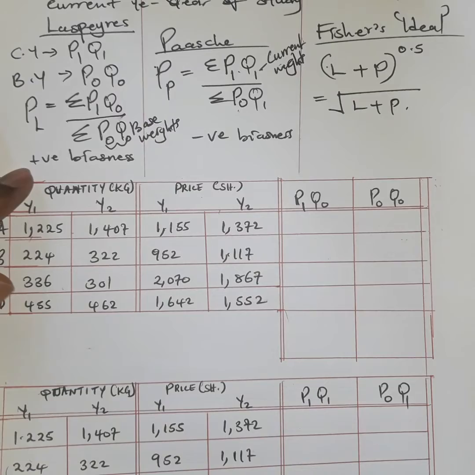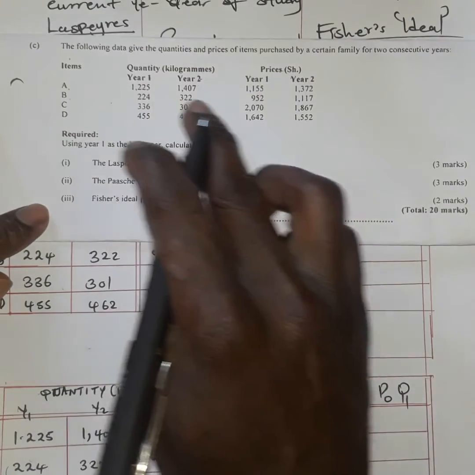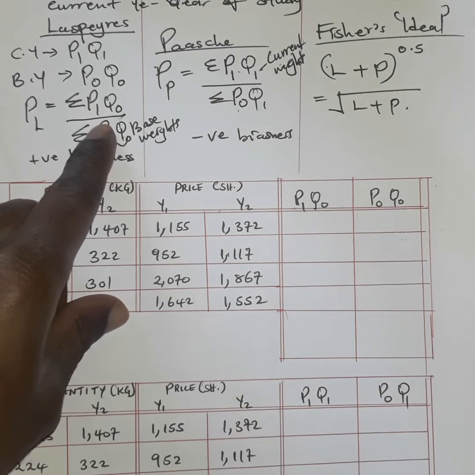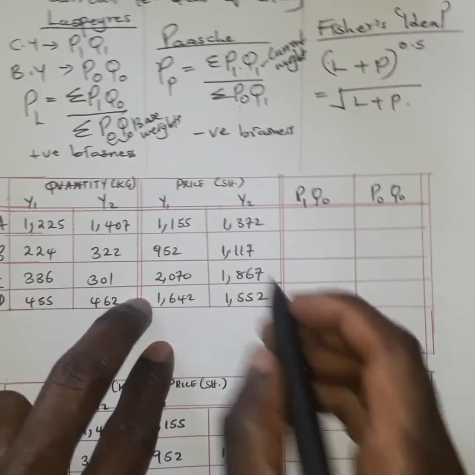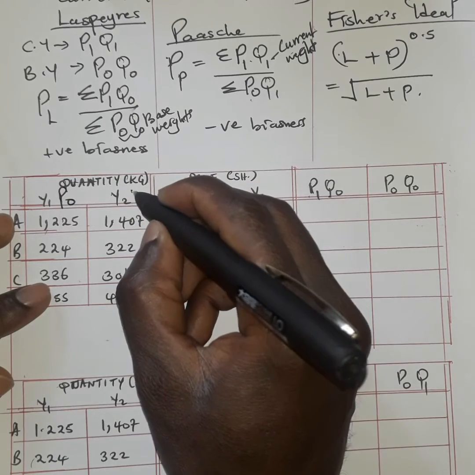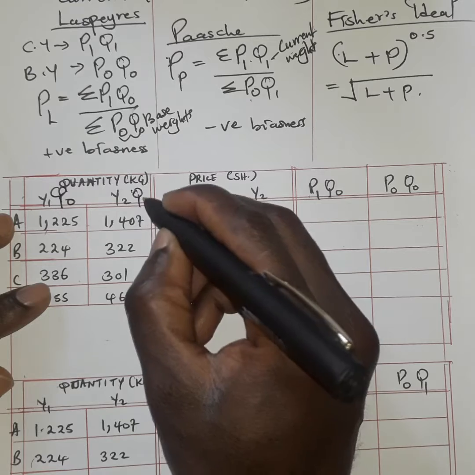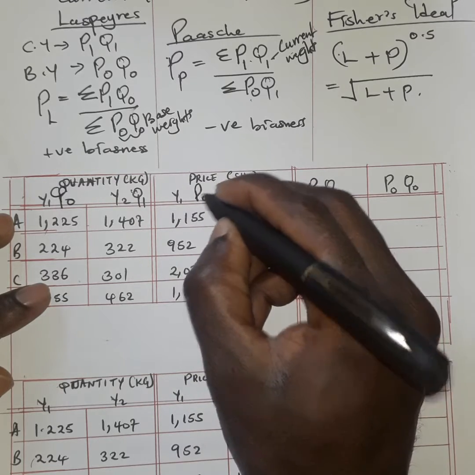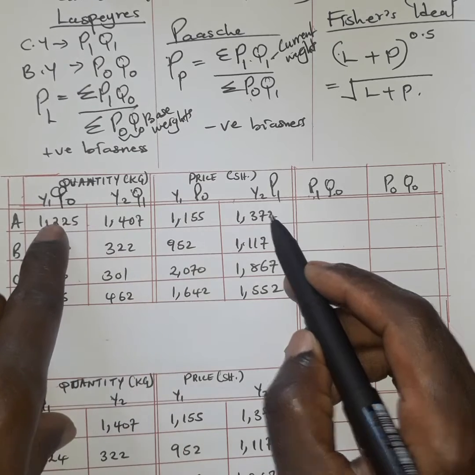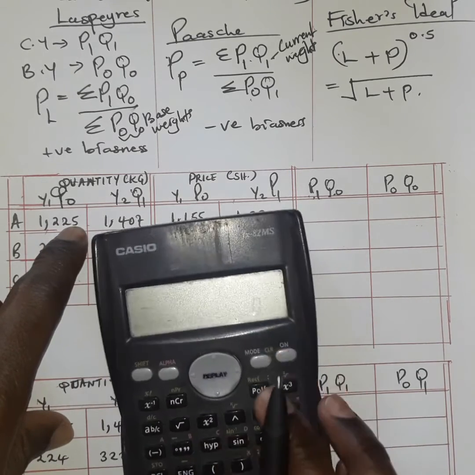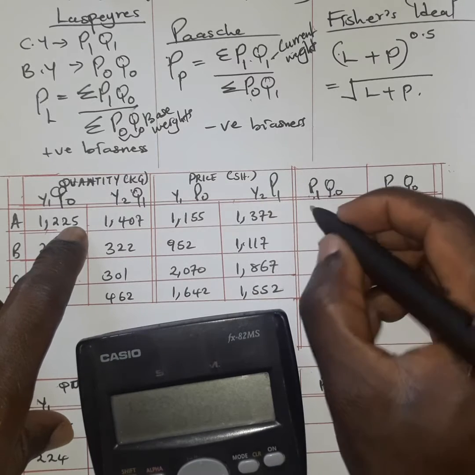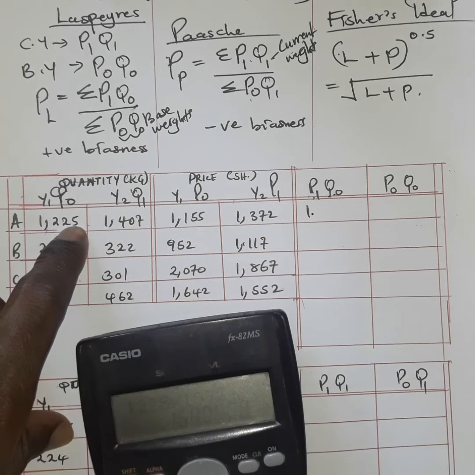Let us now go to the equation directly. I've simply copy-pasted everything into the table. You're going to get P1, Q1 for when you want to get Laspeyres. Year one is the base year, so we give it P0 and Q0. Year two is Q1. Then year one for prices is P0, and you have P1. So P1 times Q0 should be this one times the first one. So 1225 times 1372, we get 1000.